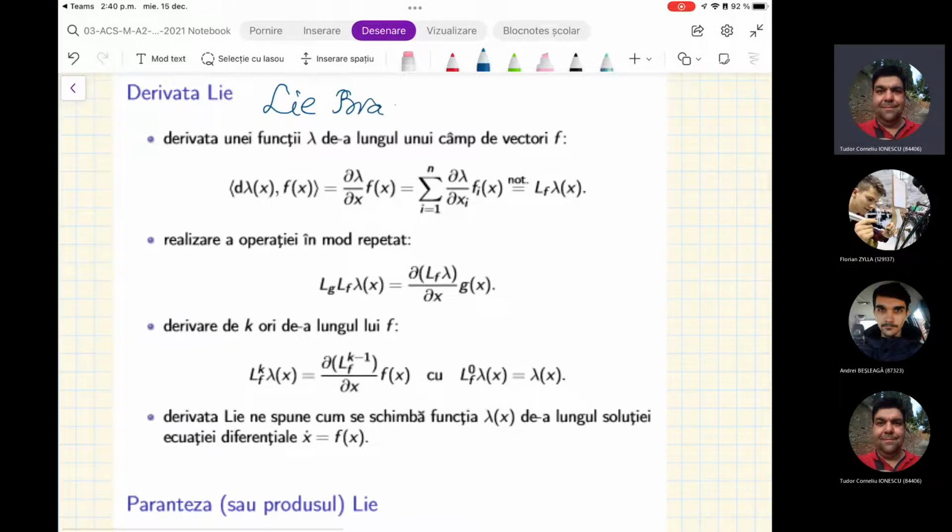Lie bracket. The Lie bracket. Okay, so the derivative of some function lambda along a vector field. Oh, you remember the Lie? No, sorry, not Lie bracket, the Lie derivative. This is the Lie derivative.